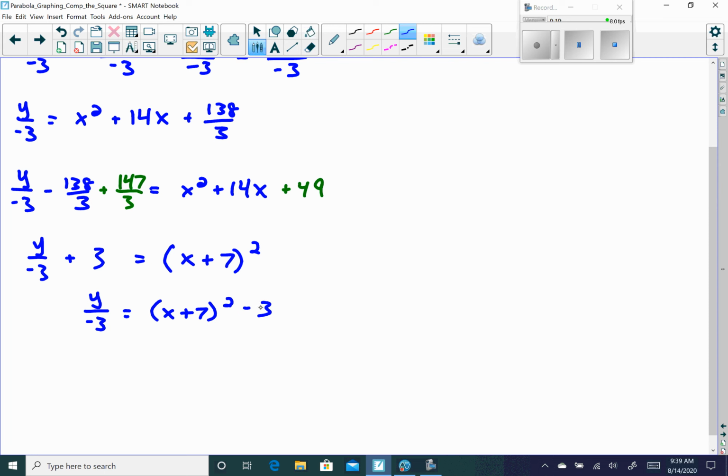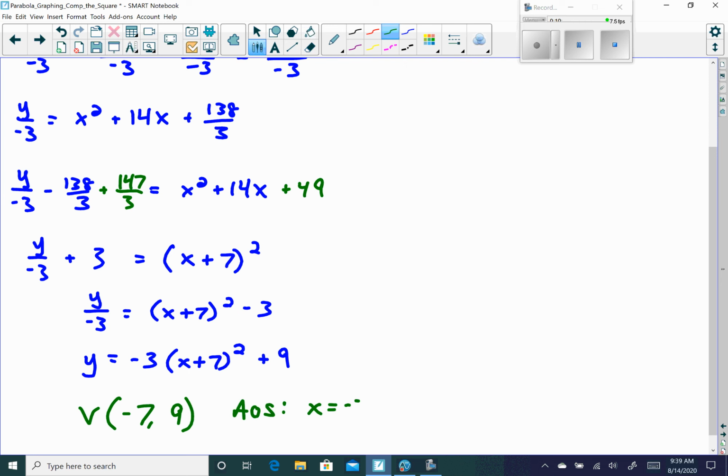And then multiply everything by negative 3. So this will give me y is equal to negative 3 times the quantity x plus 7 squared. And then I'll get a positive 9. So here, my vertex is negative 7, 9. My parabola, because a is negative 3, is going to open down, and my axis of symmetry is going to be x equals negative 7.